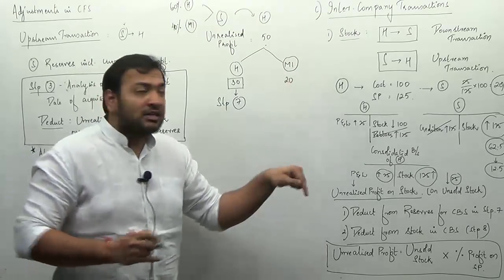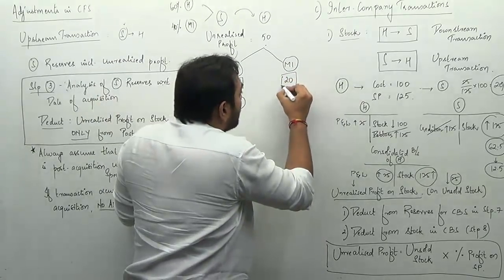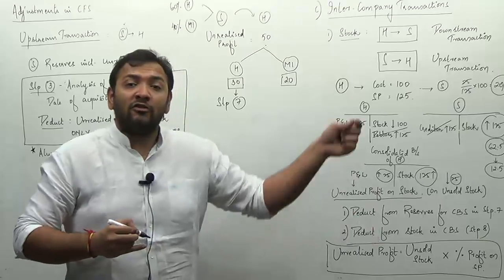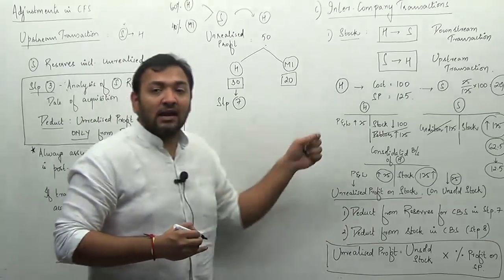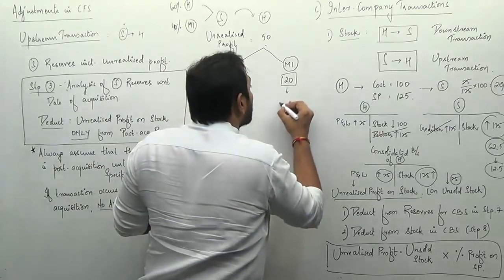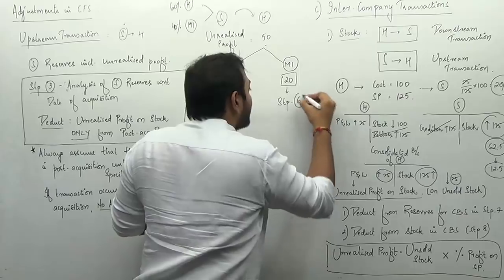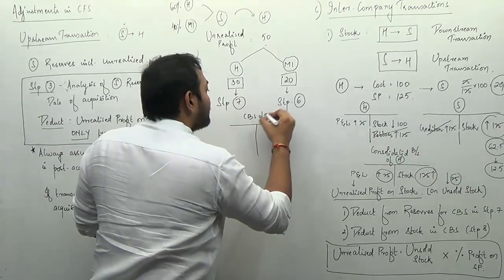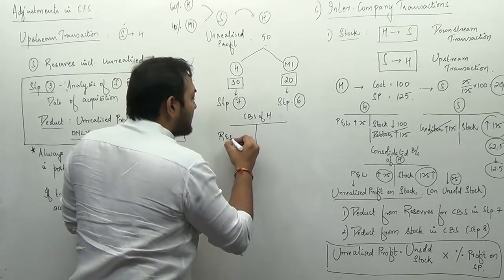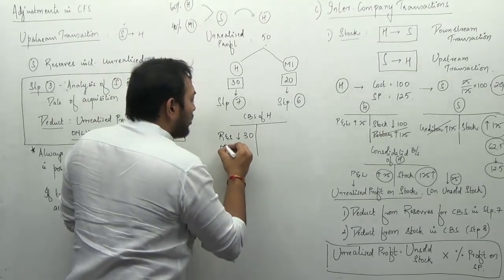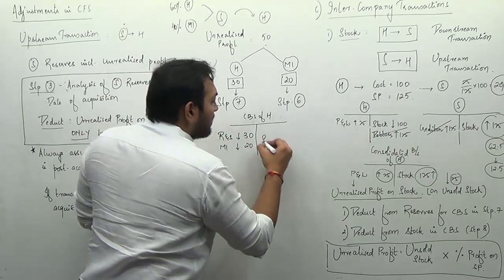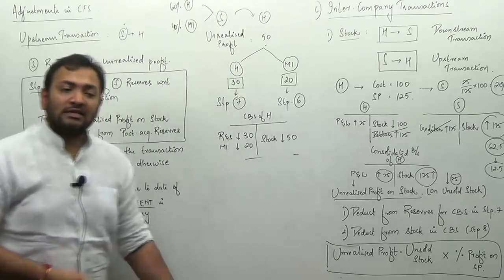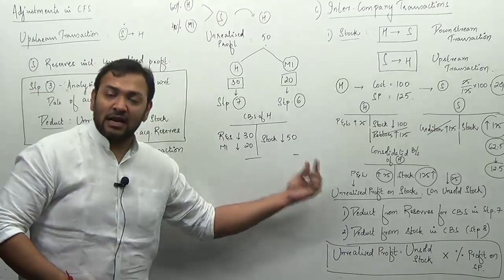Then, where is the other adjustment? The other adjustment is minority interest. Minority interest, whether be it pre-acquisition profits or post-acquisition profits, we were considering it in computation of minority interest share. Minority interest share in step 6, we reduce this part. Now if you observe in the consolidated balance sheet, my reserves for CBS is reduced by 30, my minority interest is reduced by 20, my stock on the asset side should be reduced by 50. Observe, balance sheet tallies again, because the adjustment on the liability side and the asset side, both is absolutely the same.